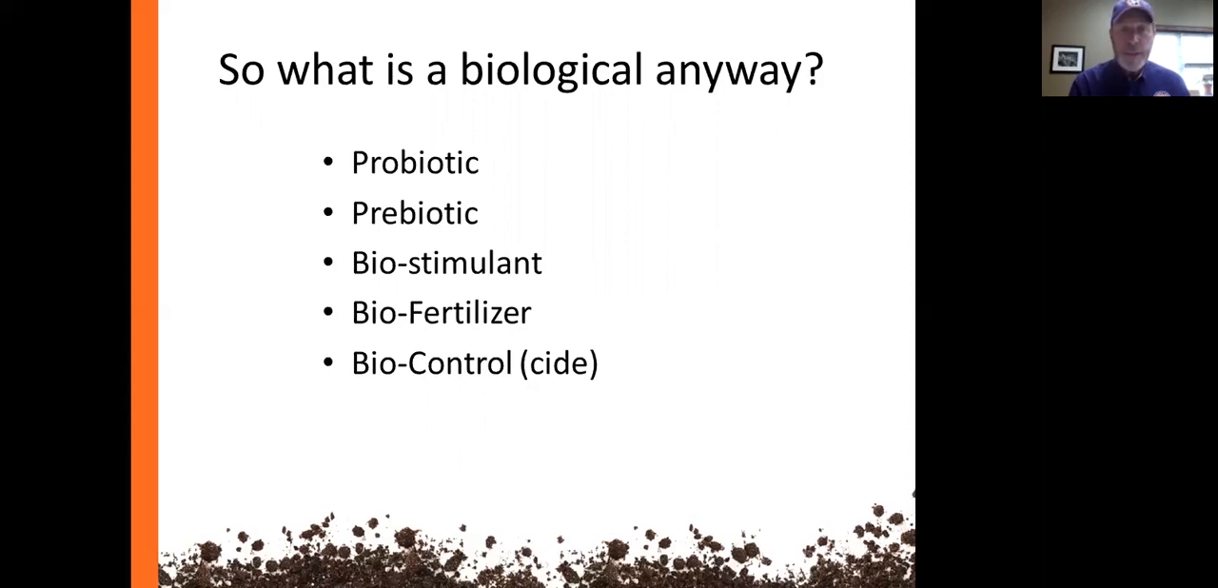Biostimulants, like the LCBF, for instance, is considered a biostimulant. Biofertilizers are oftentimes similarly referred to as a biostimulant as well, and they really are some of these very, very specific organisms that have been determined to contribute nutrient cycling benefits.